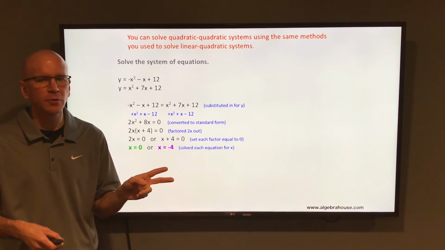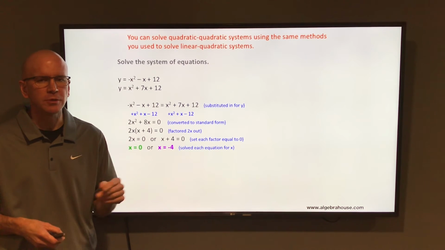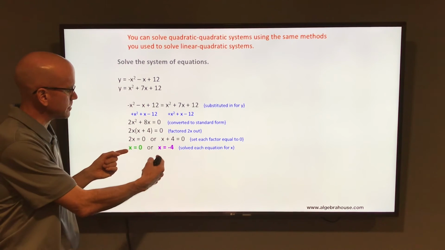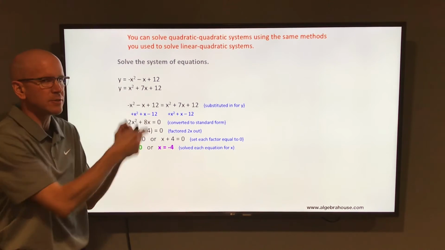So we have two values for x. That means we'll have two solutions, or two points of intersection. But we still need to find the y values. So we have to substitute these values for x back into one of these two equations.